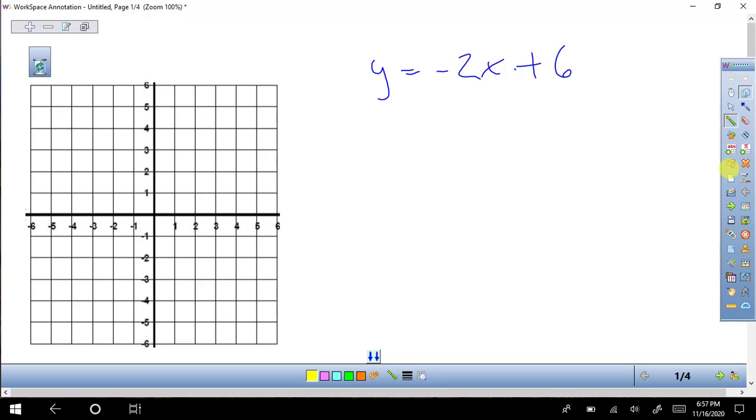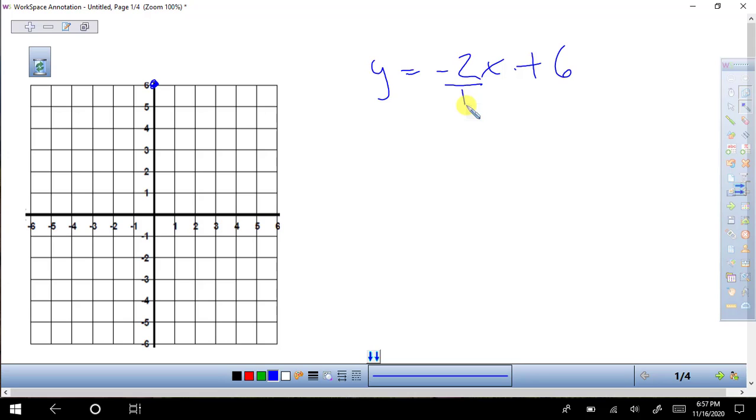So if I wanted to graph something in the form y equals negative 2x plus 6, I can start by plotting the y-intercept. So as we said, I can see this equation is going to cross the y-axis at 6. So I'll start by going to the y-axis, plotting a point at positive 6, and then I can see my slope is negative 2. And we said it always helps to think of the slope as being a fraction, so I'm going to think of it as negative 2 over 1.